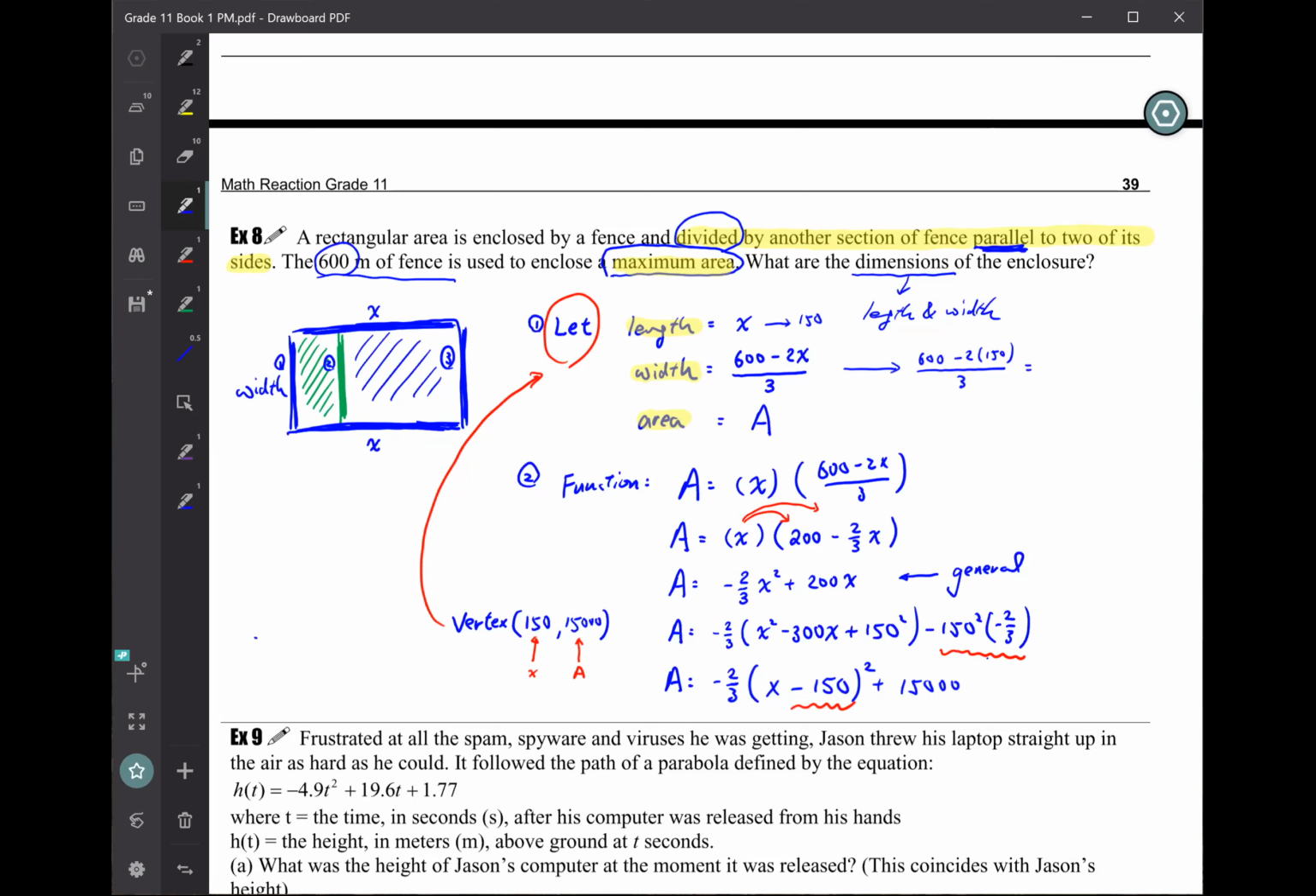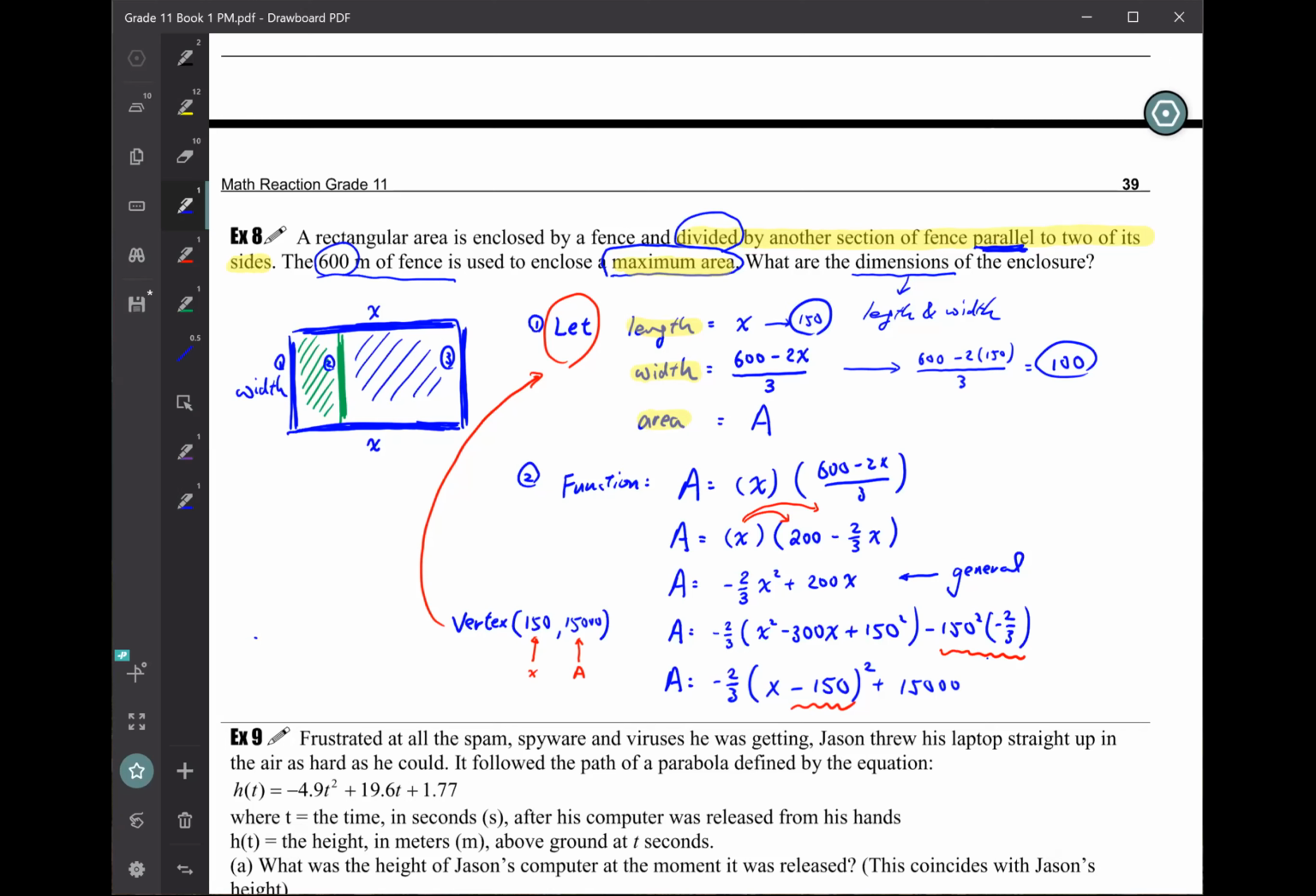600 minus 300 divided by 3. Yeah, and go on, get the final answer too. And 100. Yeah, very good. Okay, so 100 is the width and length is 150.